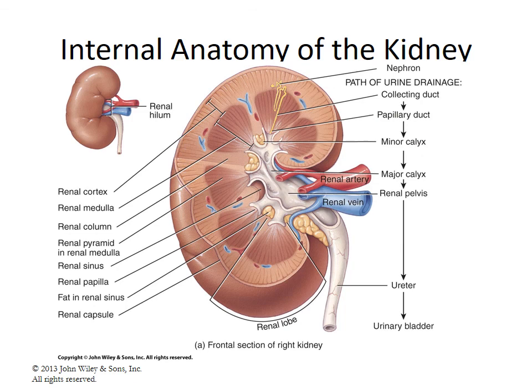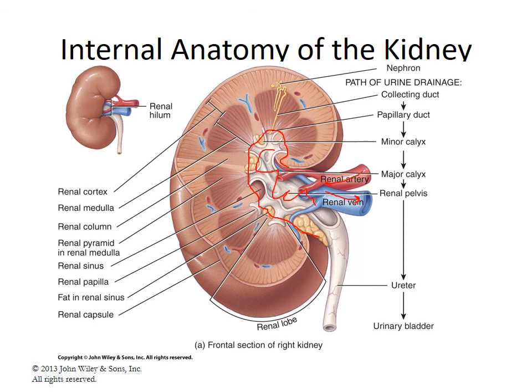Now, I want to point out another thing here. In this little area, and if I kind of circle around all of this with the calyxes, minor and major, and then we're going to have renal artery bringing blood in and the renal vein bringing blood out. This area that's all in here is referred to as the renal sinus.